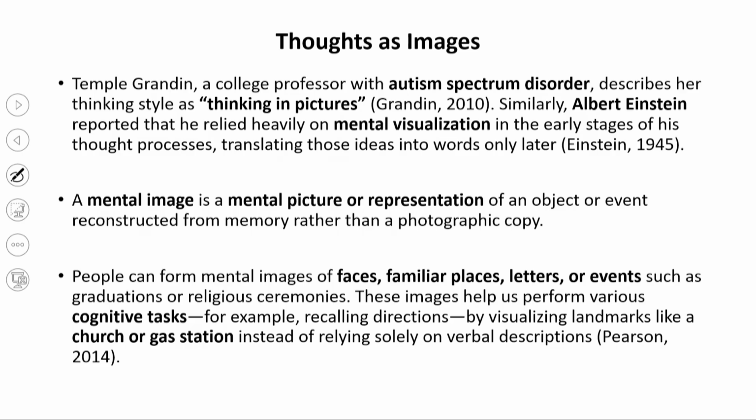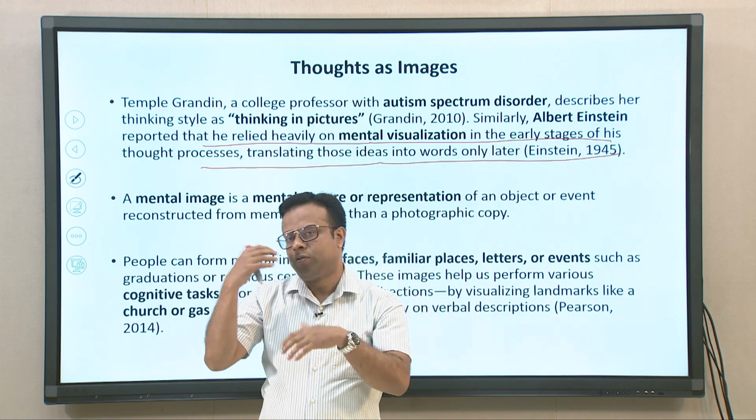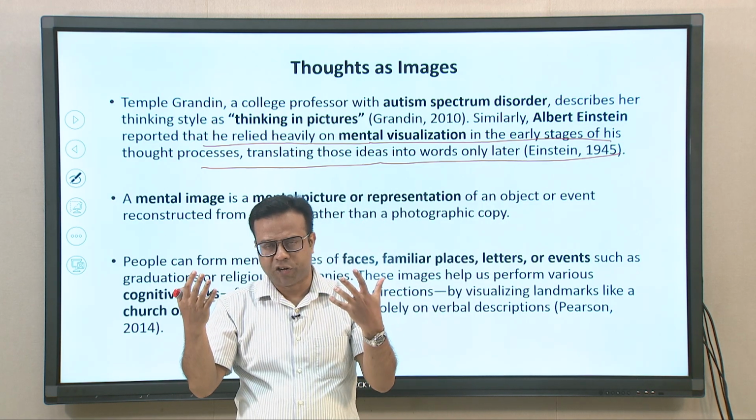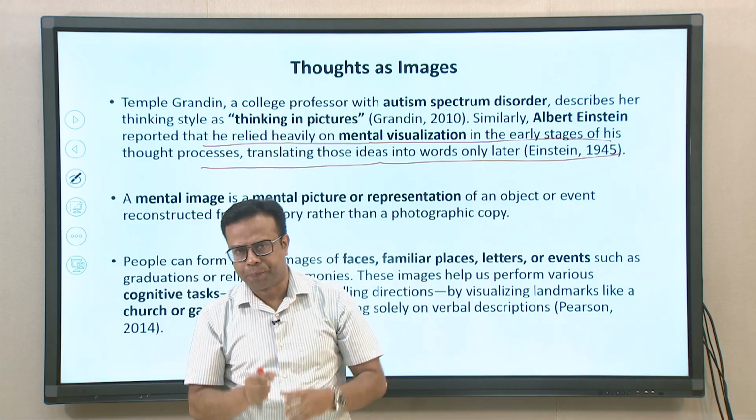Albert Einstein reported that he relied heavily on mental visualization in the early stages of his thought processes, translating those ideas into words later on. He started with imaginations or images, then translated those thinking processes into words later on. So a lot of our thinking could involve images, which we also call visualization and imagination and so on. Basically the content here is images.